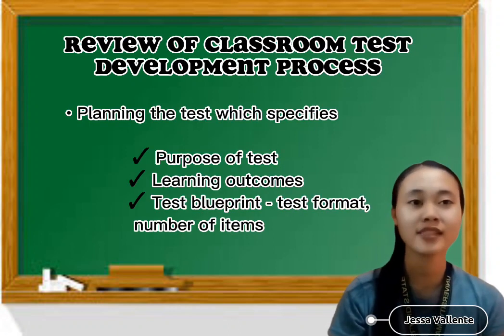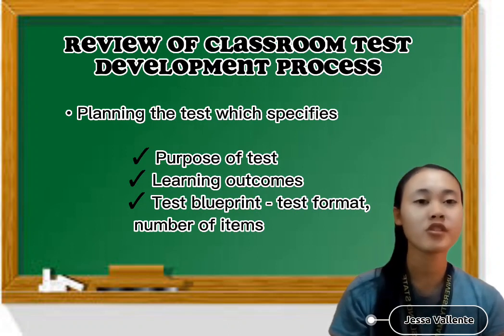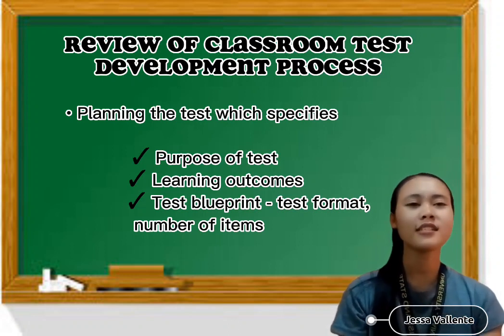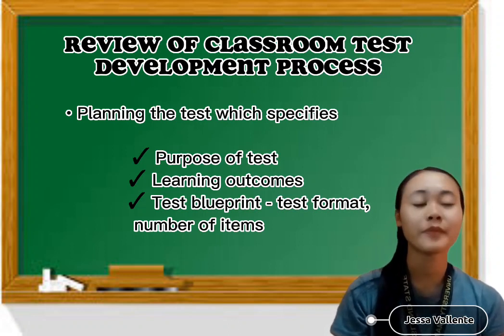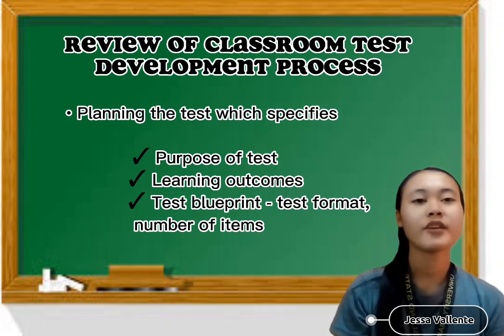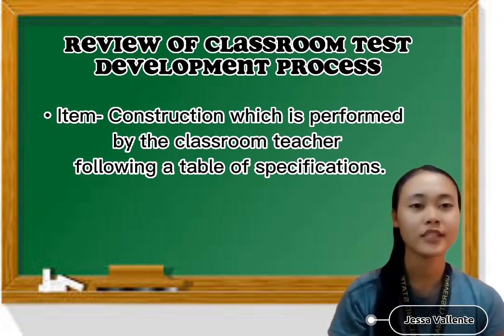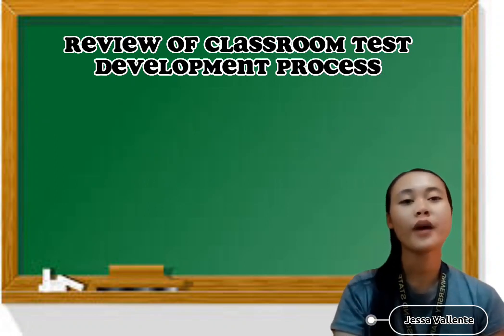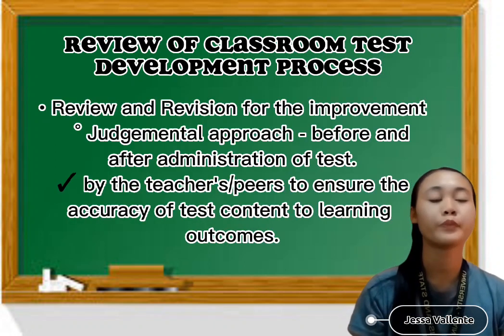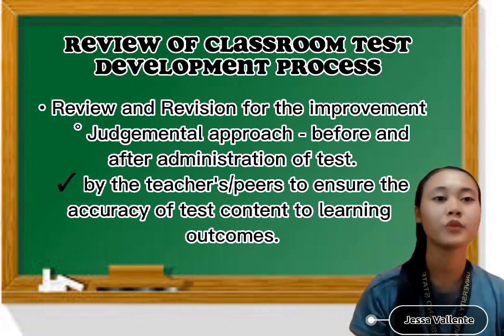First is planning the test, which specifies, of course, the purpose of the test. And then learning outcomes and the test blueprint. So when we say test blueprint, this is the test format and the number of items. And also we have item construction, which is performed by the classroom teacher following a table of specification. And we also have review and revision for item improvement. And of course, the teacher will do this process.